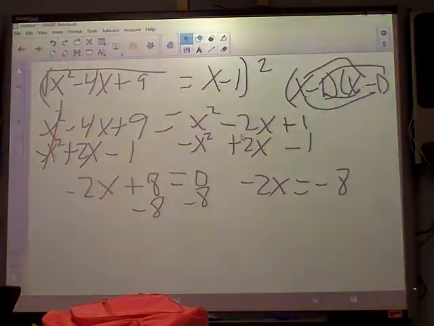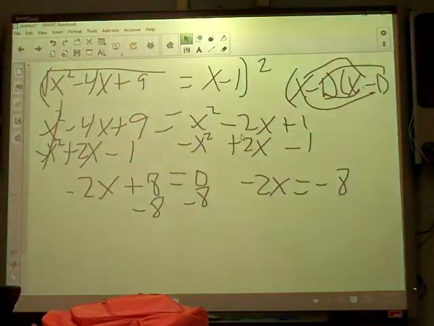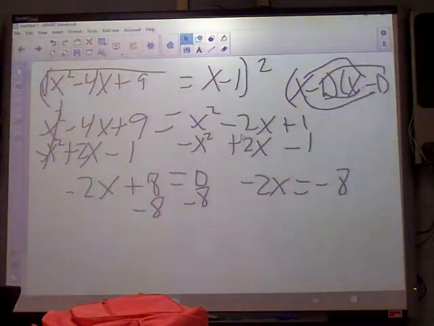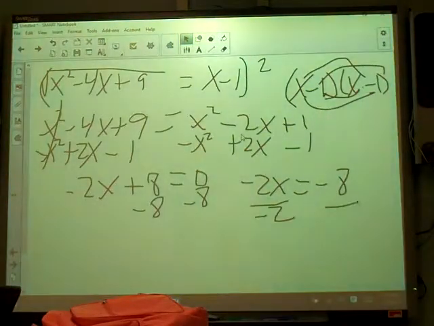Now, what if somebody wanted to have added the 2x? Would that have been okay? Instead of subtracting 8, could we have added 2x? Yeah, you could have. So Caitlin's right on that. Divide by negative 2. And x is 4.